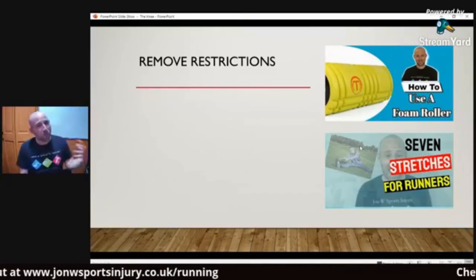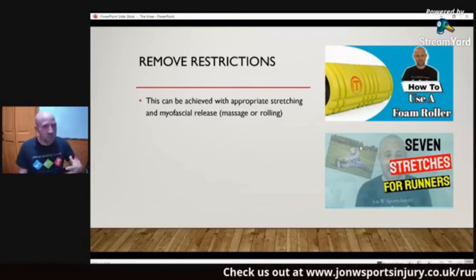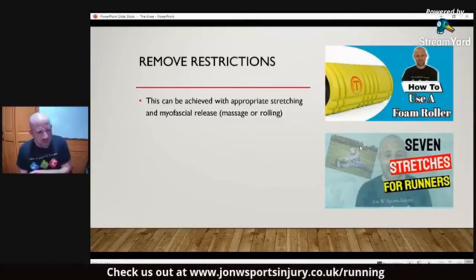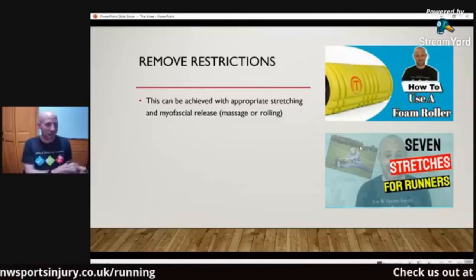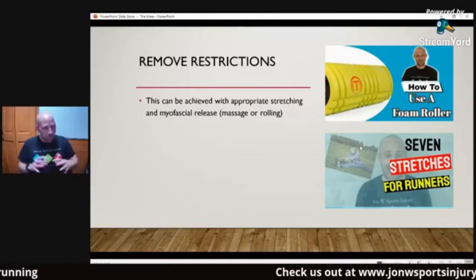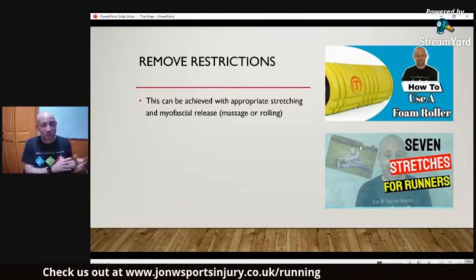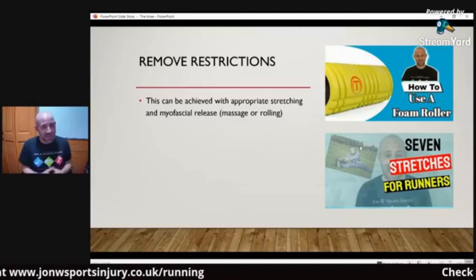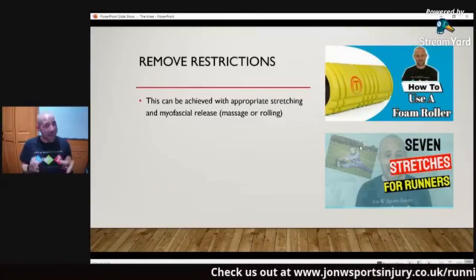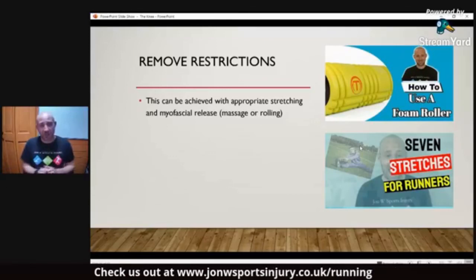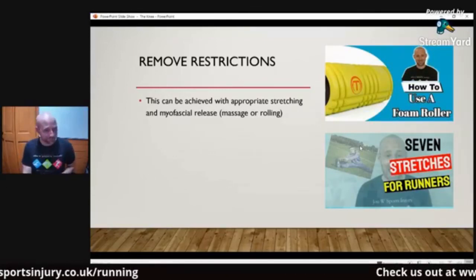Next, what we want to do is be removing restrictions. So how do we do that? Well, this is achieved with appropriate stretching and myofascial release, which is a bit of a fancy term really, but in more layman's terms, that's a massage or rolling, where we're looking to remove any tightness in the tissue or any problematic tissue. So again, in the book, guys, I try to make this as simple as I can. There's content and videos about how I foam roll and use other things besides a foam roller for that matter, and the 7 stretches that I think to be most important for runners.